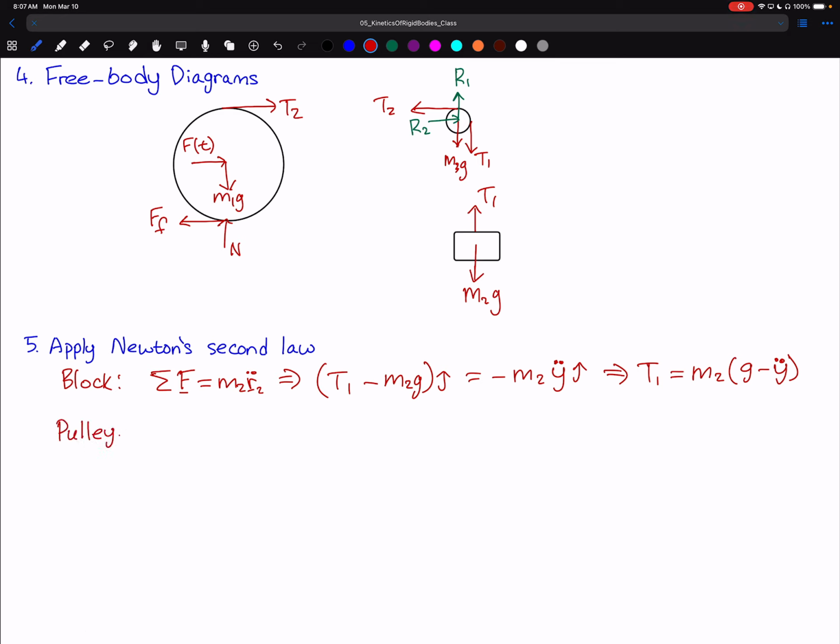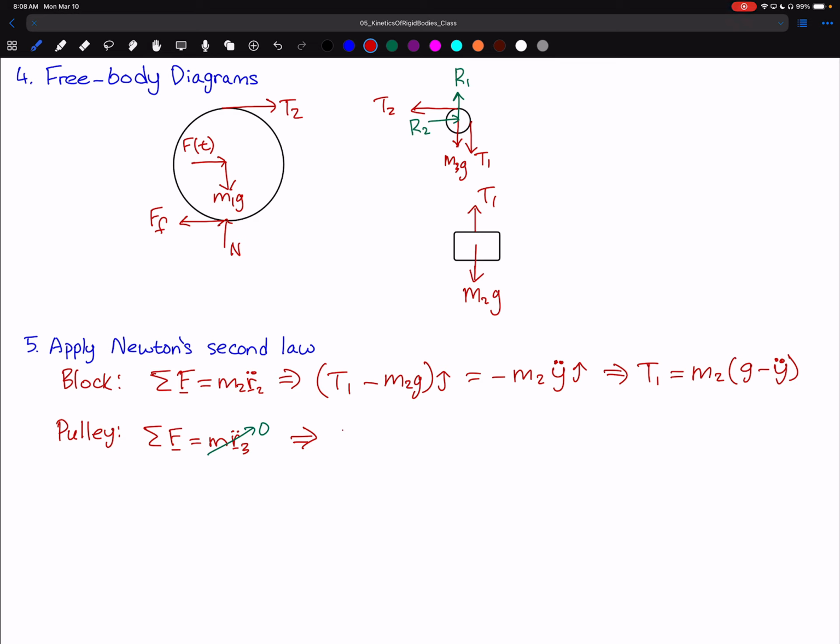From there, we're going to go on to the pulley. Sum of the forces equals M times R3 double dot. We didn't define an R3 or R3 double dot when we originally did our acceleration vectors, but this is just 0 in all three directions actually. And so from here, this just becomes a static problem.